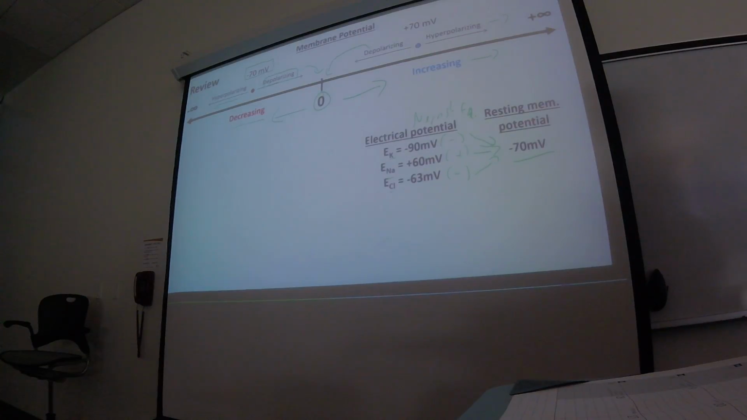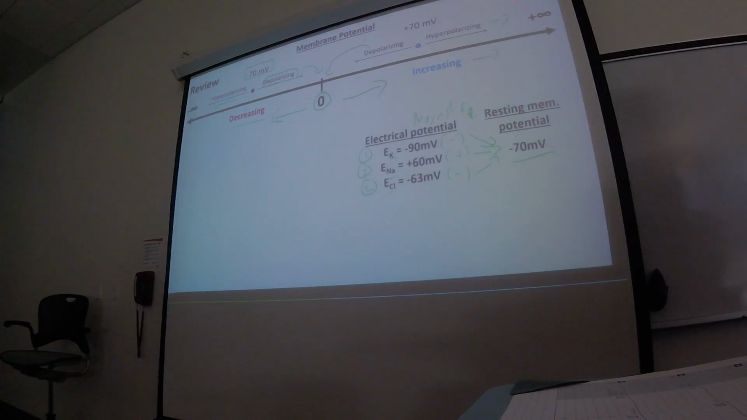The reason that's not the case is because each of these ions has a varying level of permeability. For example, potassium is the most permeable ion of these three. And it turns out sodium is the least permeable ion of these three, putting chloride somewhere in between.